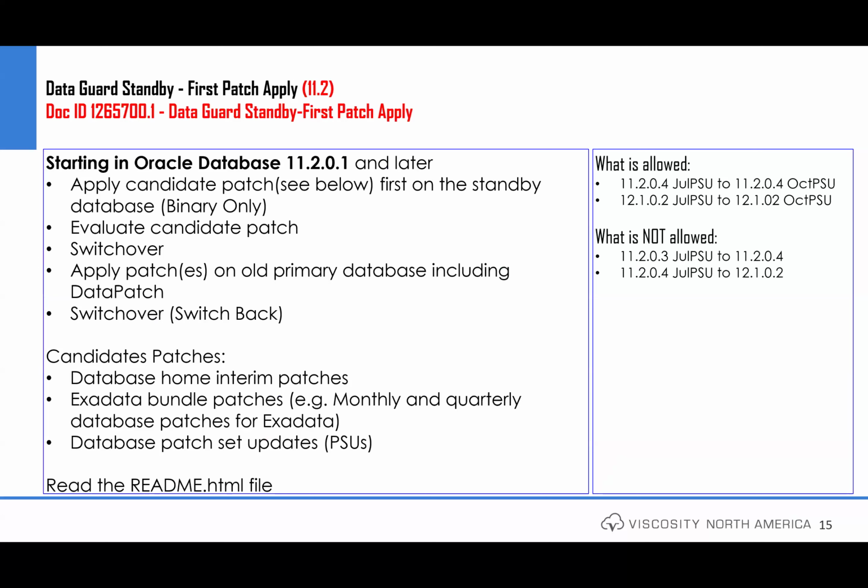Again, 11.2 was when Oracle introduced this concept of first patch apply at the standby database. The whole idea is that we apply patches on our standby, and this is applying only the binary patches. Then we do a switchover, and then we apply our patches on our primary. Then we also apply the data patch on our primary, and because the data patch is data related, it's going to propagate to the standby as well, and then we switch back. There are certain rules, obviously. You can go from, say, 11.2.0.4 July to 11.2.0.4 October PSU, that kind of thing. You just can't go from 11 to 12, or in our case, 19c to 21c or 23c. But you can go between RUs.